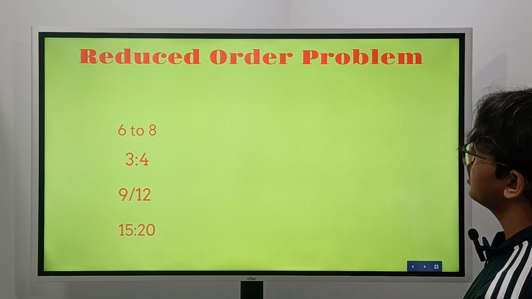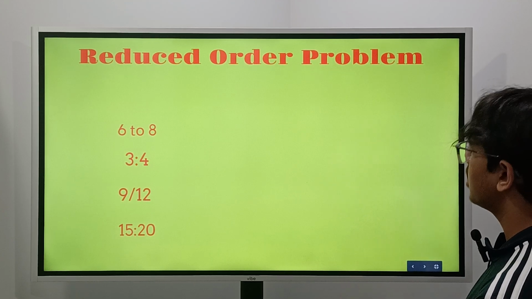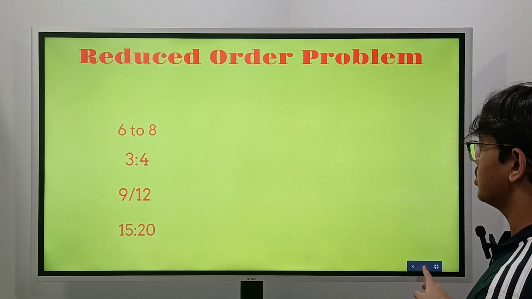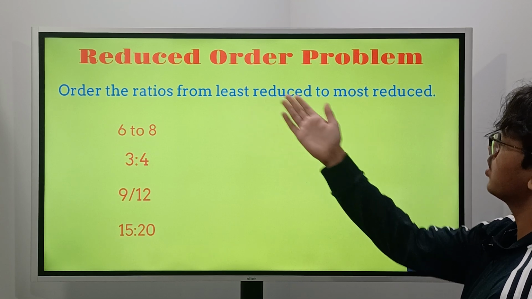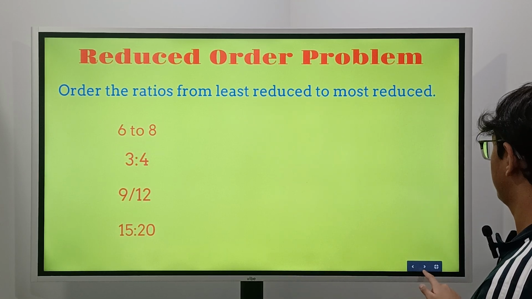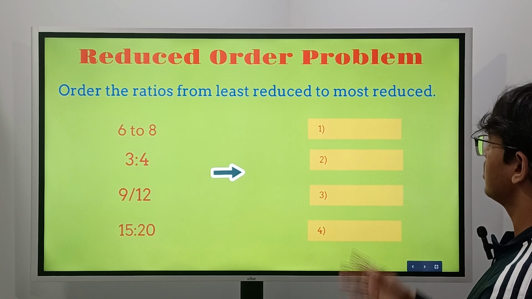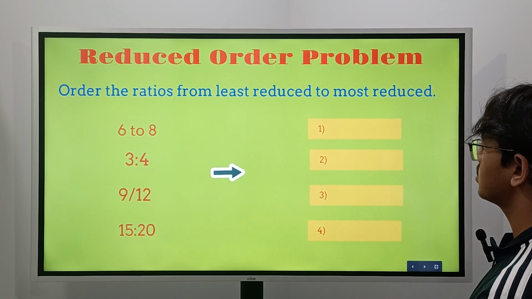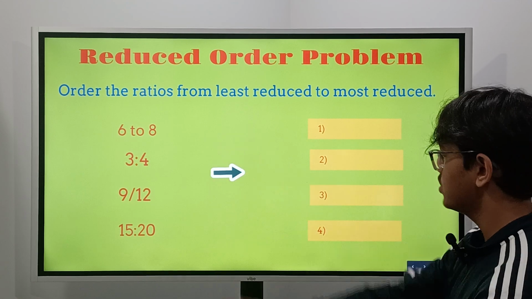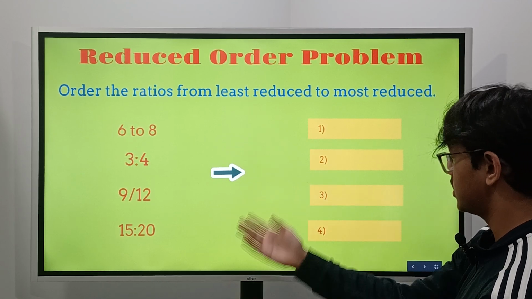And finally, we have one more thing, which is the reduced order problem. So what we have to do is order the ratios from least reduced to most reduced. So they're going to go into these boxes here. So which one is the most reduced? Least reduced to the most reduced. So all of these have the same values. If you see, they're all the same value.